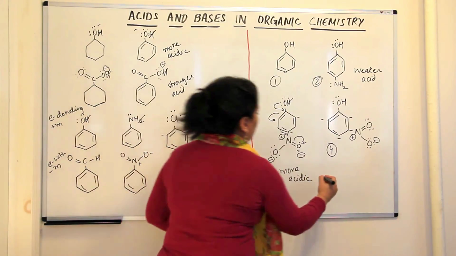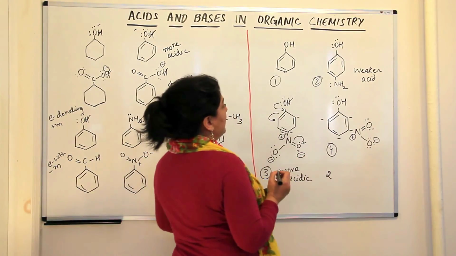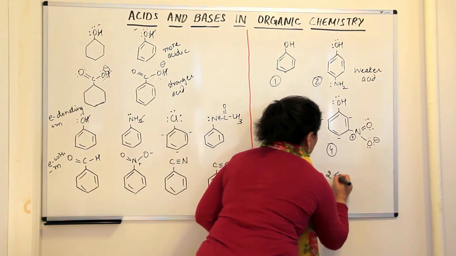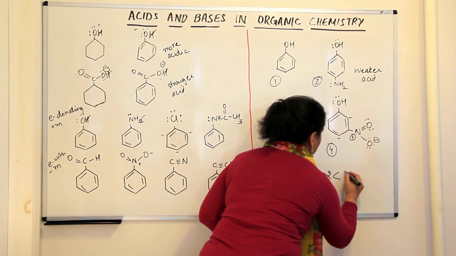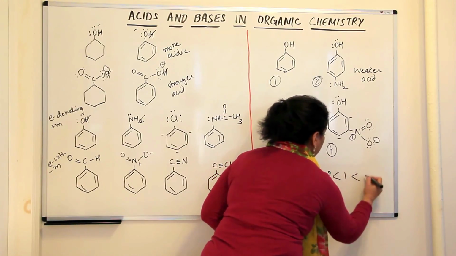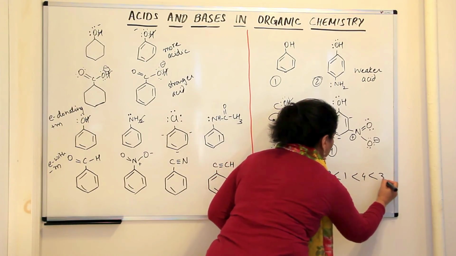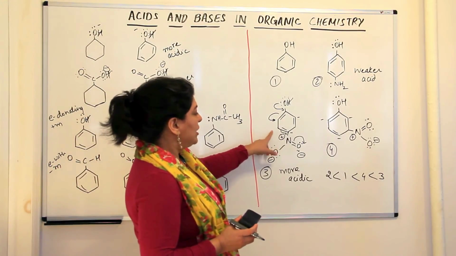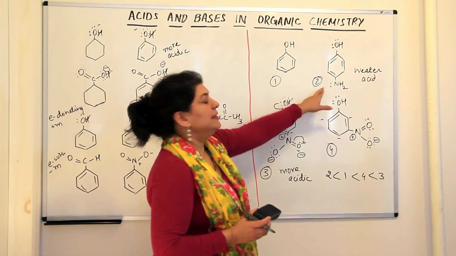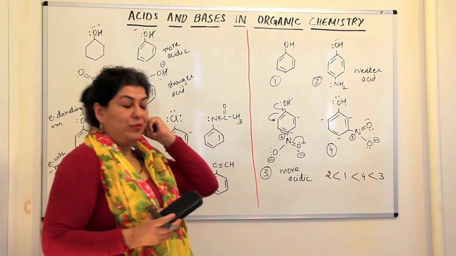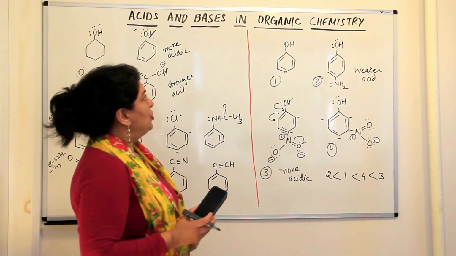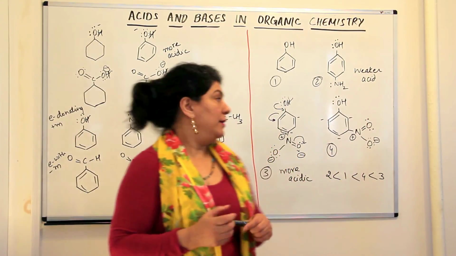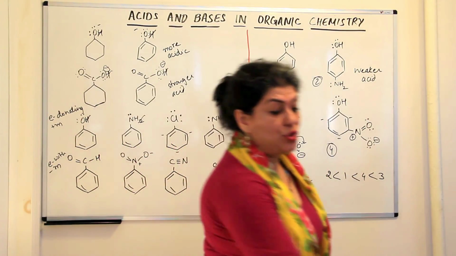So 2 is the weakest, right? Compound 2 is the weakest acid, then phenol would be stronger. So 2 is weakest, then comes 1, then comes 4 and 3 is the strongest acid. This is the most acidic and this is the least acidic of the compounds. So this is what I had to tell you about the acidic nature of aromatic hydrocarbons too.